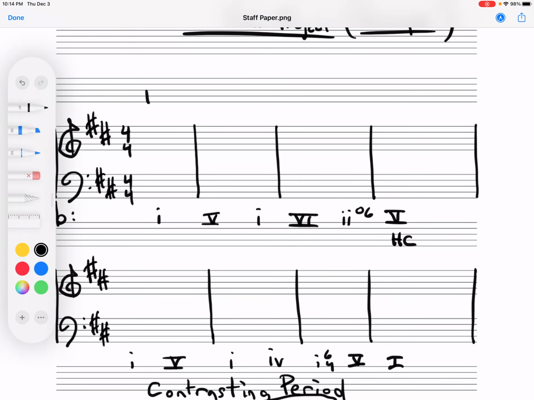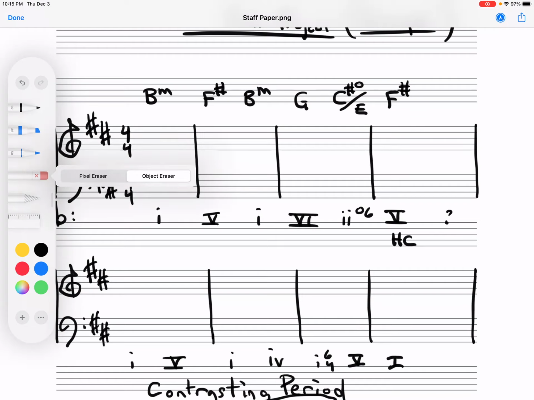I highly recommend putting in the chord symbols before you go ahead, just so you know when you go to write the bass and the melody what chords, what pitches you're dealing with. So B minor, F sharp, B minor, I may invert later, G, and C sharp diminished over E, and F sharp. Okay, I could have put a chord here, so maybe I should have put something there also. I could have put the 1 there. Well, I'll think about that.